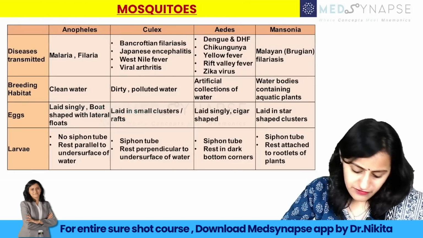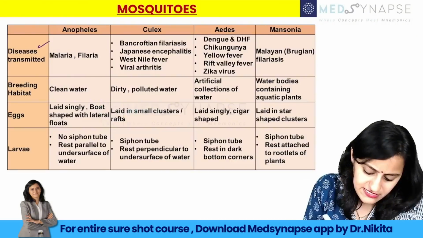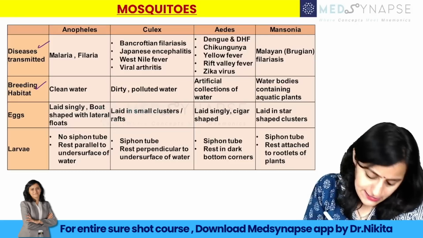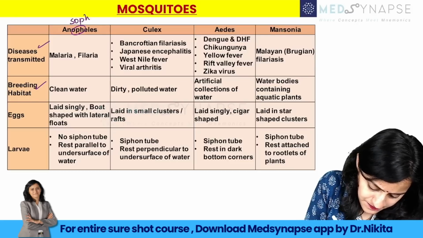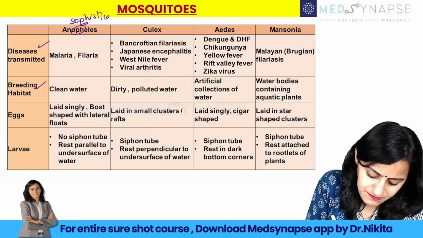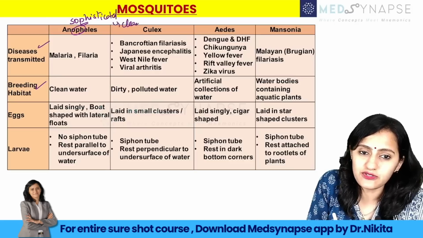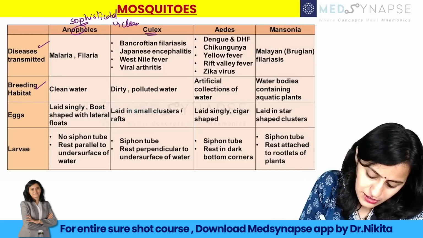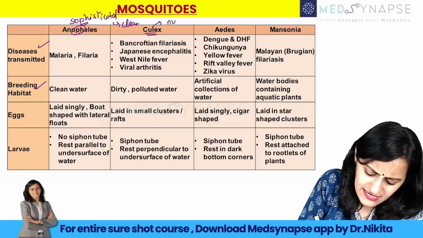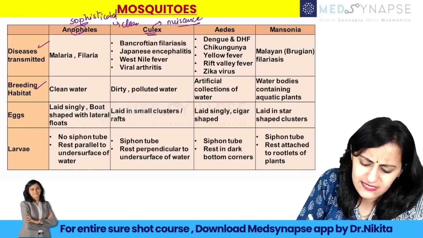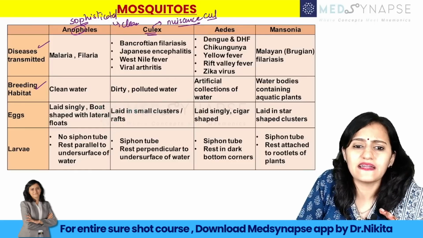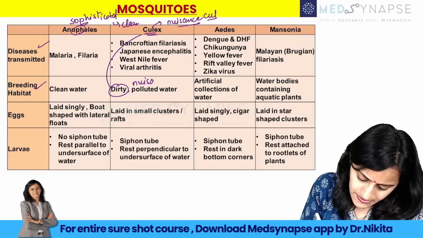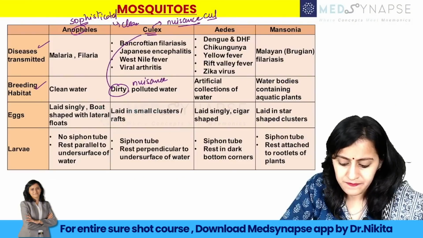Coming to the rest of the important points about the mosquitoes, the diseases we have seen. Breeding habitat. Anopheles is a sophisticated mosquito, so it will stay only in clean water. Culex does a lot of filth, that's the nuisance. They are nuisance mosquitoes. They grow in dirty water. Okay, Culex is the dirty water.